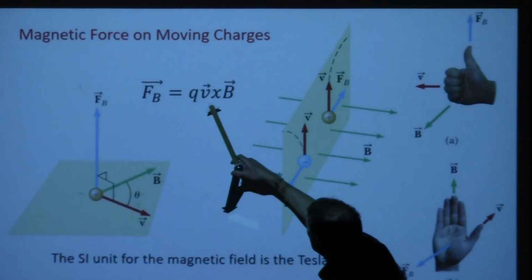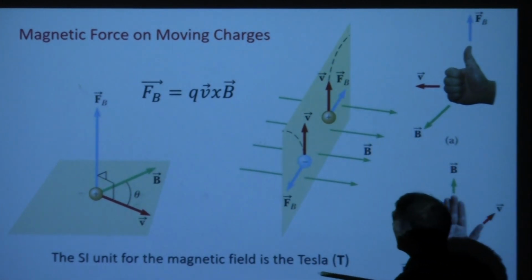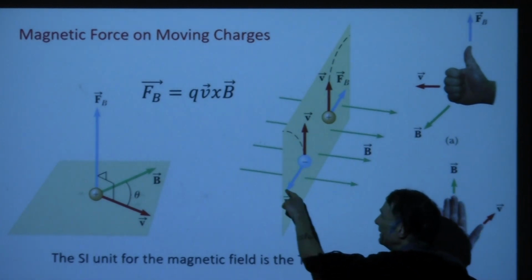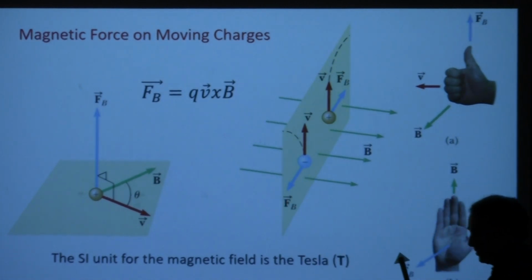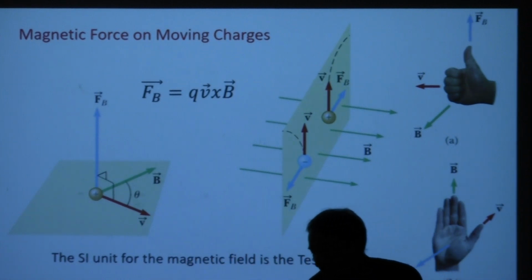So you get the force in one direction for a positive charge. It's going to go off that way. If it's a negative charge, it's going to be the other direction. So you can use the right-hand rule for positive charges.